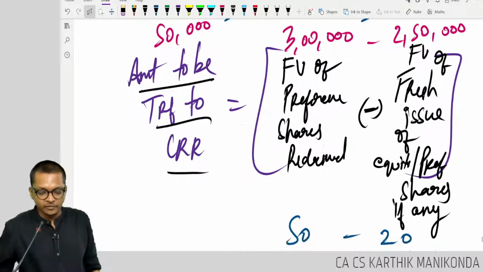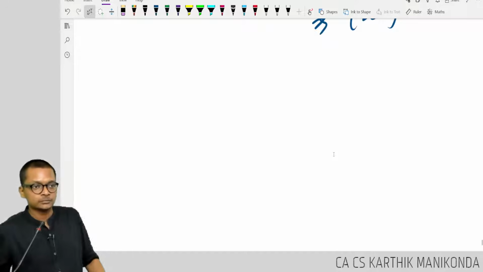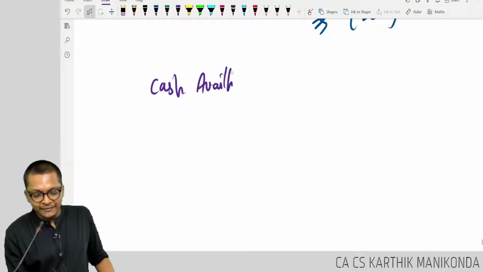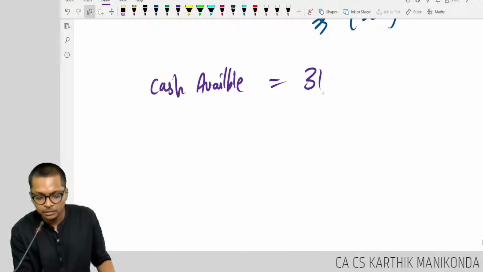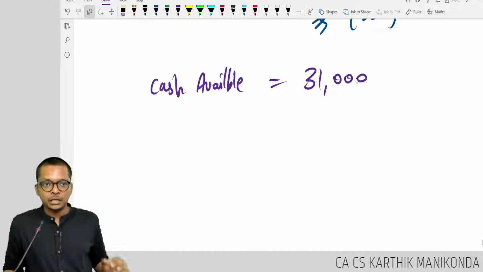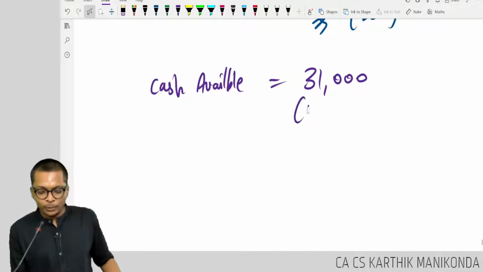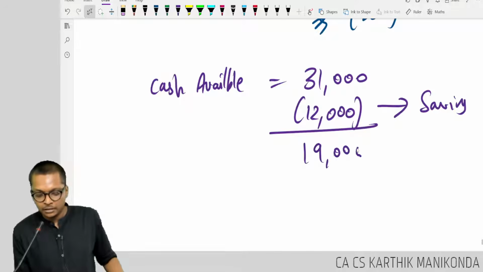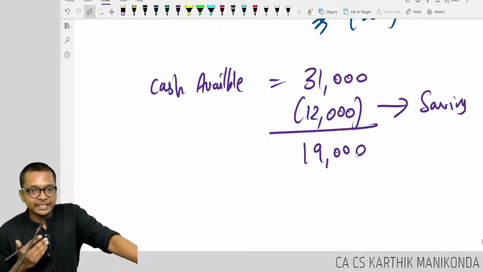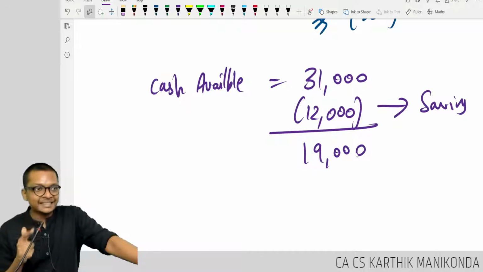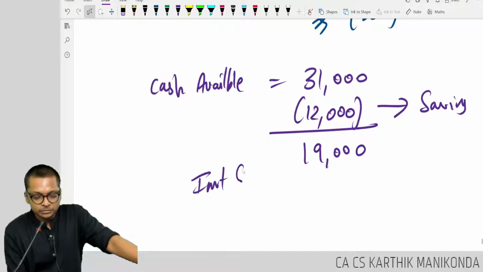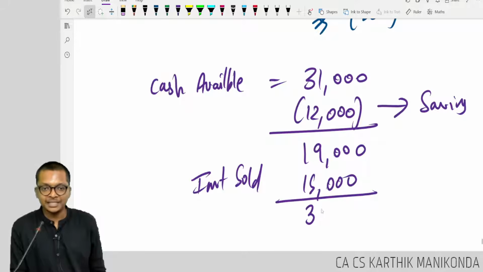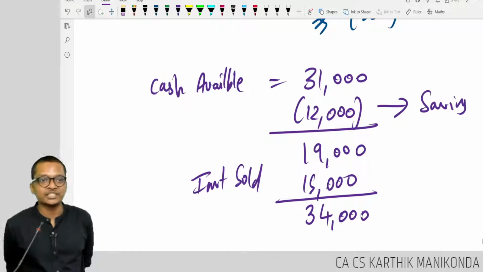I will do the sum in detail. Let's understand one by one. First, we should know how much equity shares are issued. Otherwise, there is no point. Correct? Look at the question and tell me what is the cash available in question. 31,000. Perfect. In this, how much I can use? 12,000 you should keep it separately, like a savings, correct? So I can use how much? 19,000 I can use. Then, apart from this, I am selling investment. Investment sold, how much? 15,000 rupees. So how much cash is available now? 34,000 rupees cash is available.